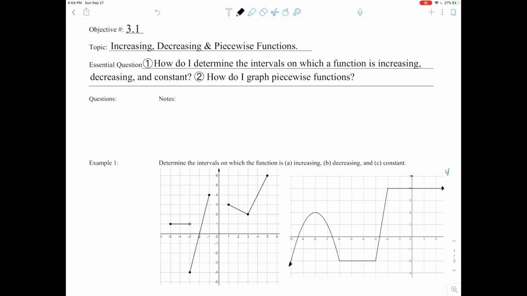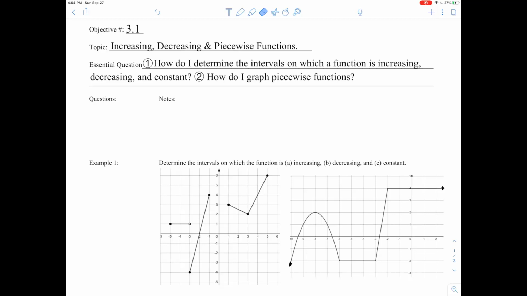So let's first talk about, remember what a function is. A function passes the vertical line test for every input. For every x, there's exactly one output. Okay, so don't forget that. That's what a function is. All right, so we're definitely talking about functions.